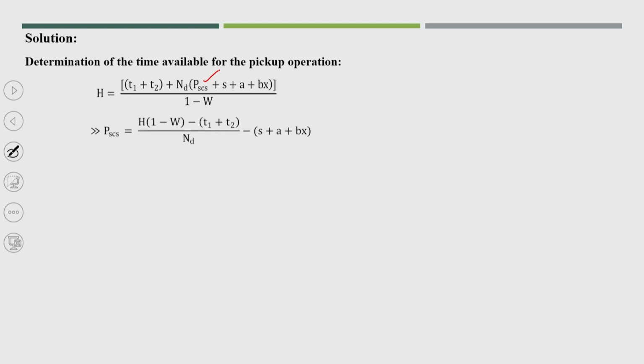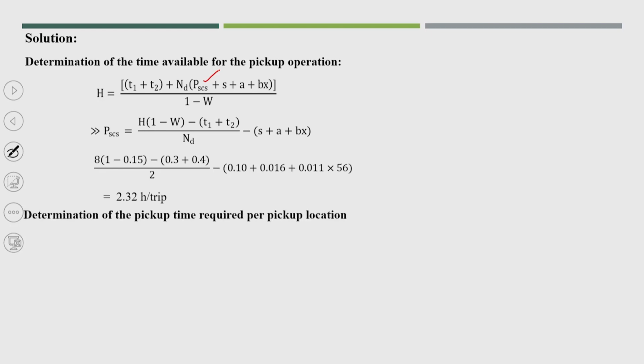So, the PSCS will come up in this way, and the data are already given: H is 8, 1 minus W is 0.15, T1 and T2 are 0.3 and 0.4, S at site time is 0.1, and these are the constants a and b, and x is given as 56 and ND is 2. In that way we can calculate the pickup time as 2.32 hour per trip.